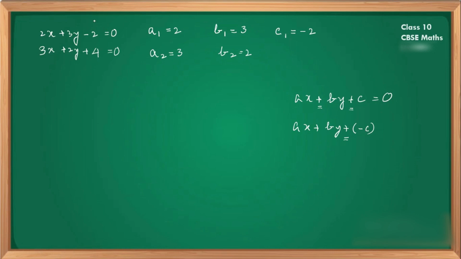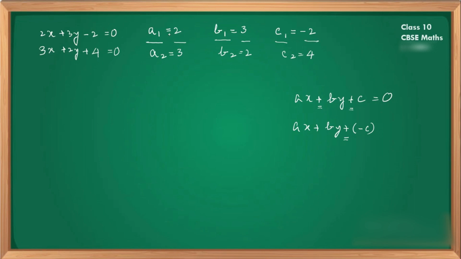Now here also there is a plus, and then in the bracket this minus 2 is written. That's why when you open the bracket, plus into minus becomes minus. Minus 2 is C1 and plus 4 is C2. When we compare A1 by A2, that is 2 by 3, and B1 by B2, 3 by 2, C1 by C2, minus 2 by 4.